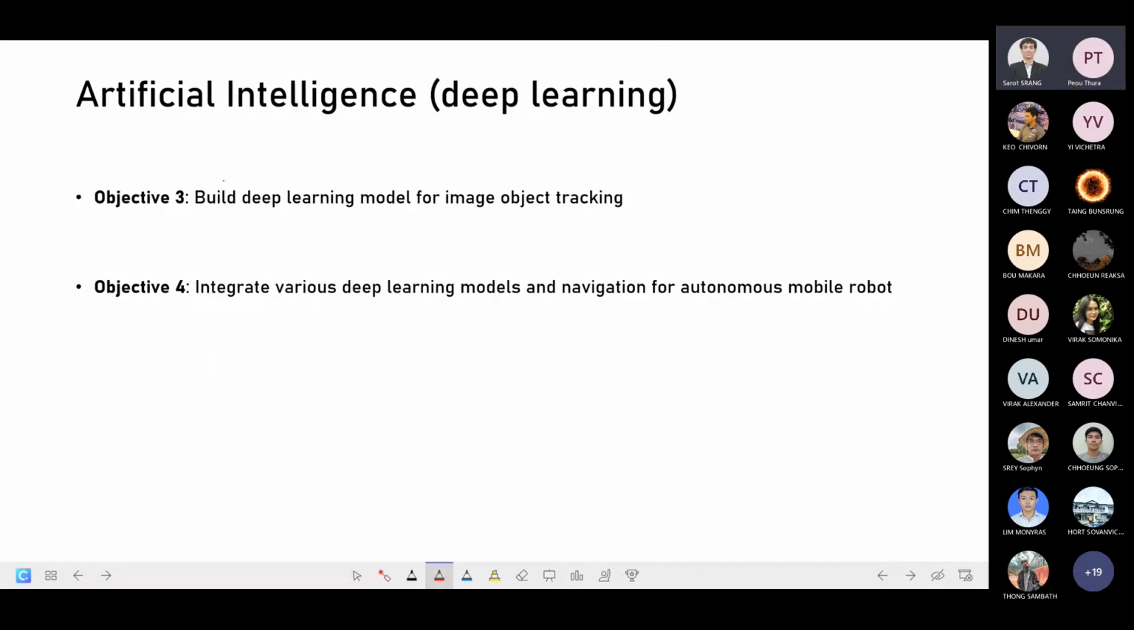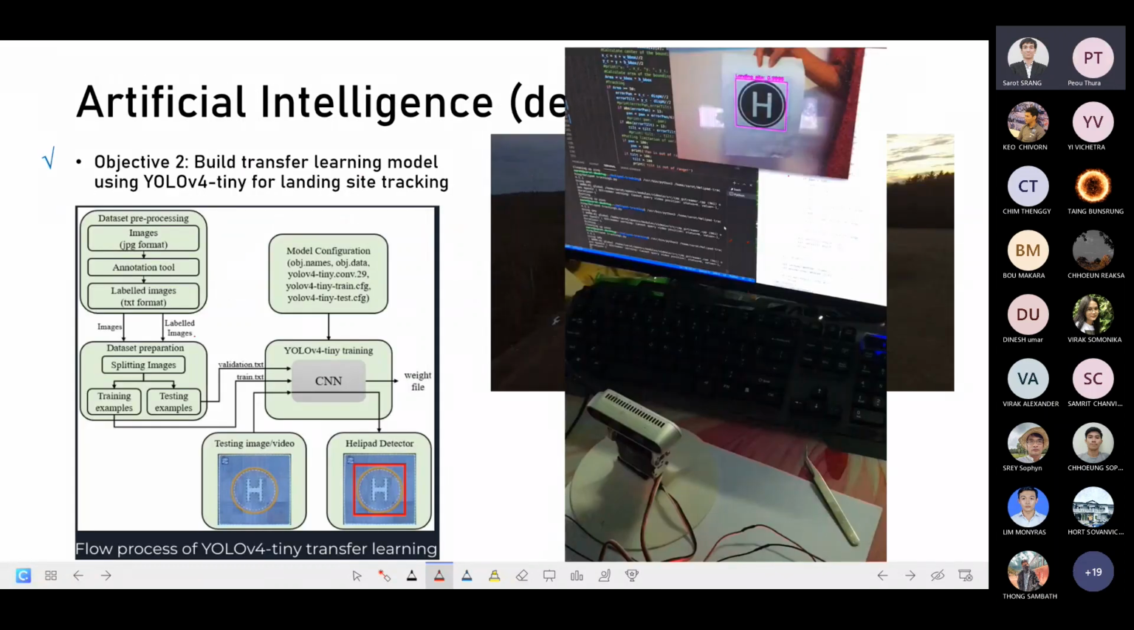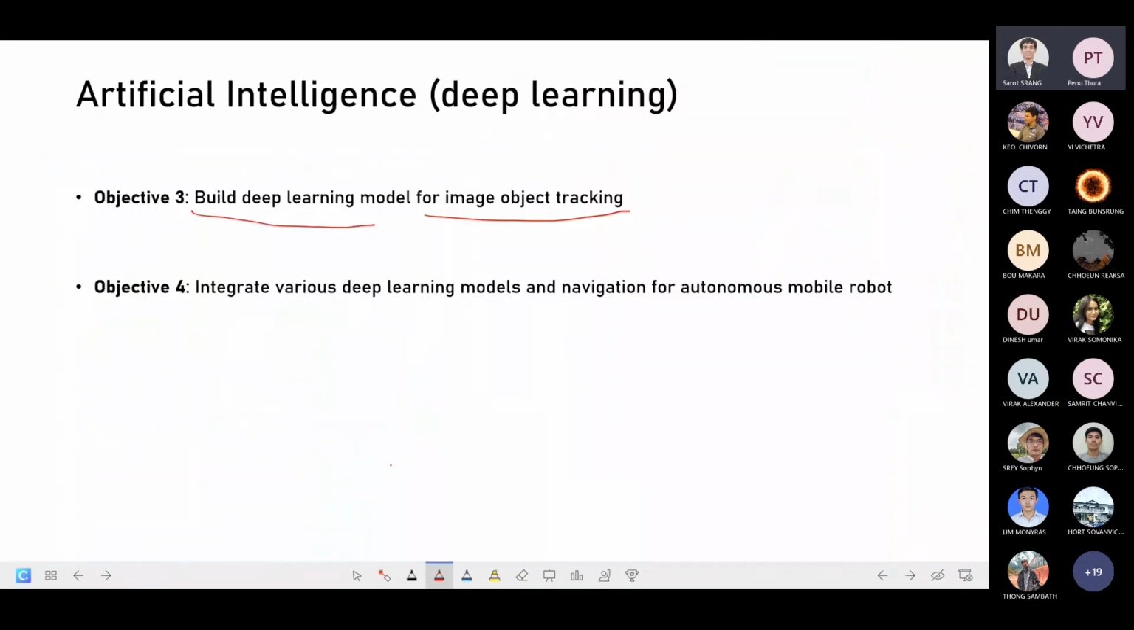So we have more tasks to do. For example, build a deep learning model for image object tracking. Before, we only used an existing model and transfer learning with only a small dataset, because we only detected one object. But in the future we should detect more objects if we want to implement this on vehicles that may need to recognize other objects.